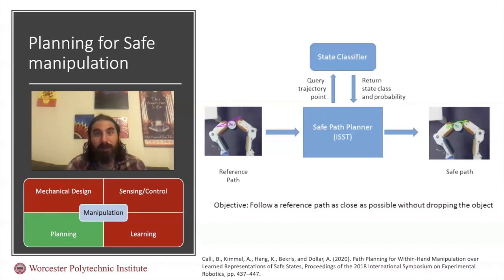However, ideally, our path is intrinsically safe. So in order to achieve that, we integrate our state classifier with our path planner. In this case, our path planner takes a trajectory as an input, checks every node, whether it is safe or not, and replaces the nodes that are not safe with safe points that are as close as possible to the original trajectory.